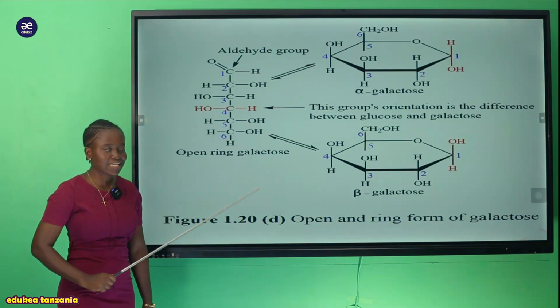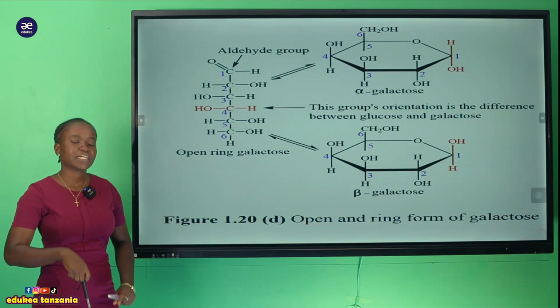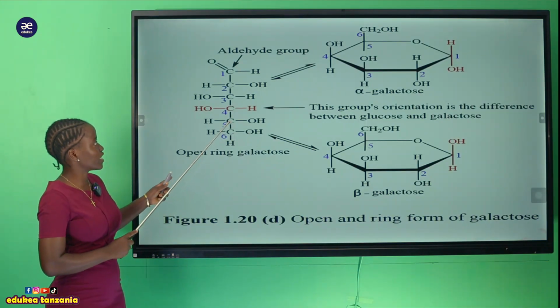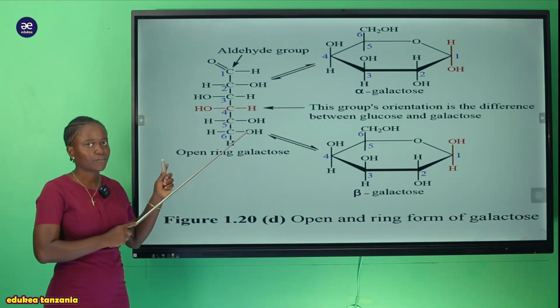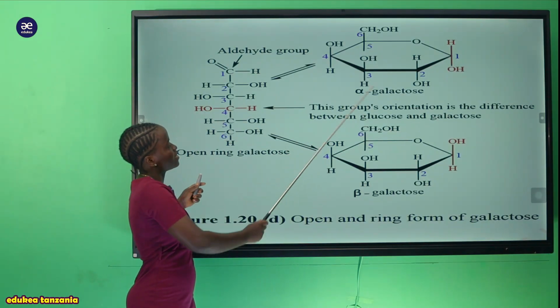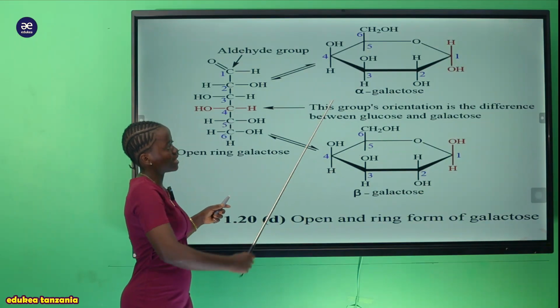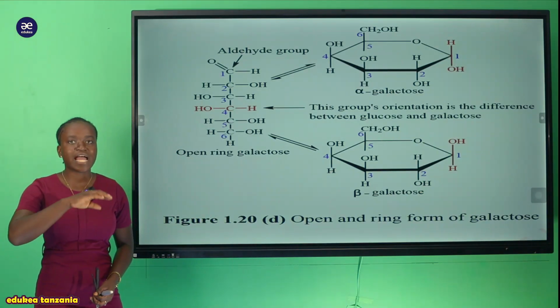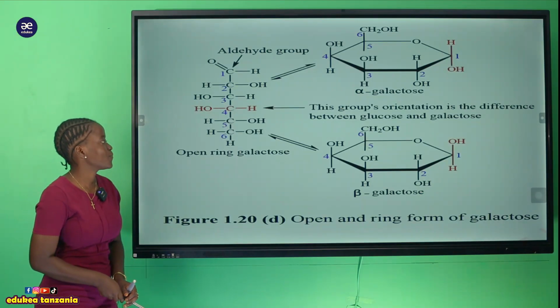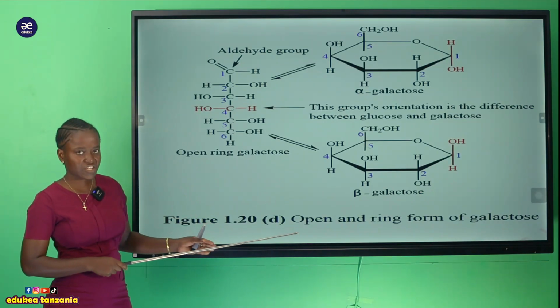But the difference now between glucose and galactose, it is found in carbon number 4, whereby this group orient is the difference between glucose and the galactose. So when the hydroxyl group tend to orient in different structure, ndipo ambapo ina bring about their difference.